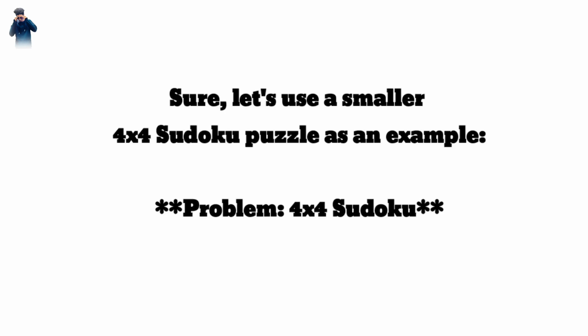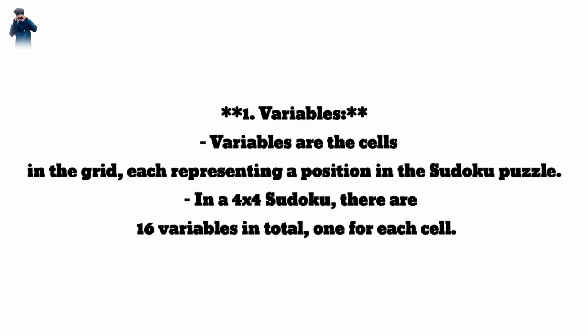Sure, let's use a smaller 4x4 Sudoku puzzle as an example. Problem: 4x4 Sudoku. 1. Variables. Variables are the cells in the grid, each representing a position in the Sudoku puzzle. In a 4x4 Sudoku, there are 16 variables in total, one for each cell.